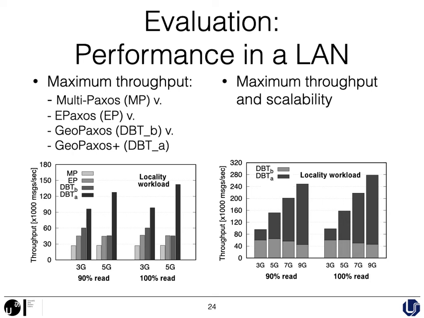In a local area network, we have on the left the throughput analysis. So the maximum throughput, the darker bar is the one for GeoPaxos Plus. We can see that it outperforms the competitors in a locality workload with 3 and 5 replicas for mostly read operations.